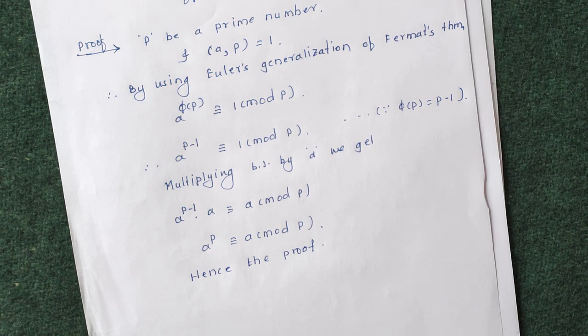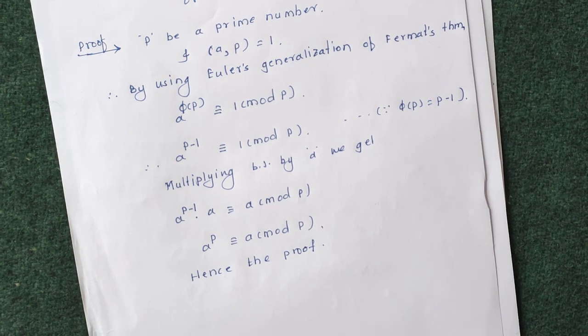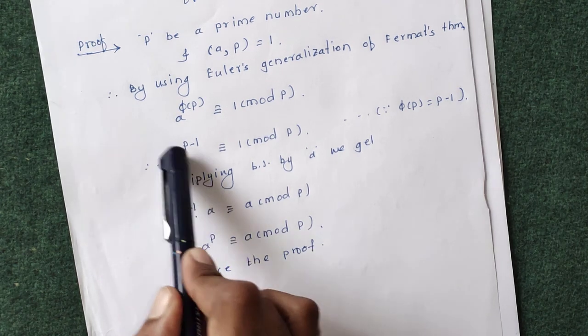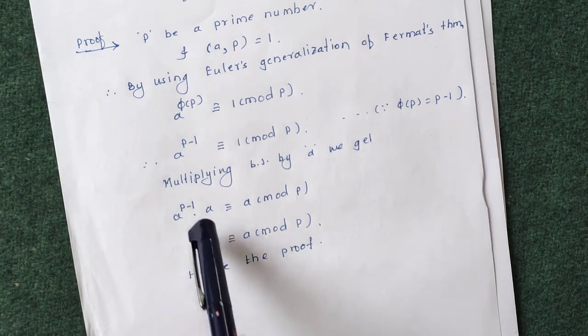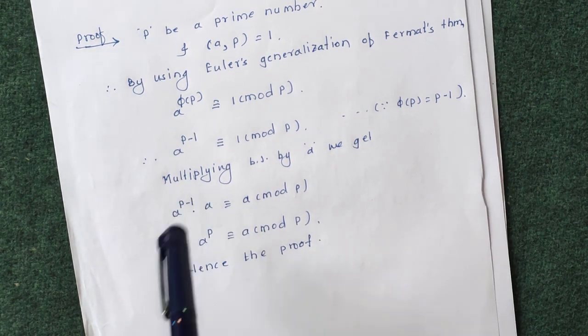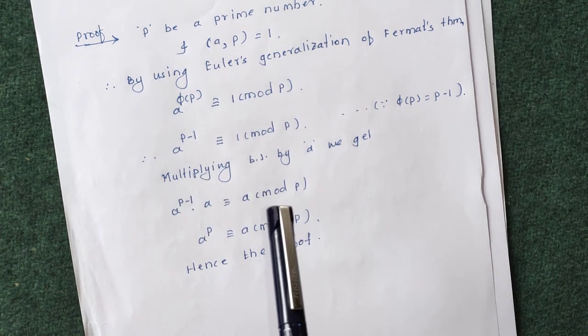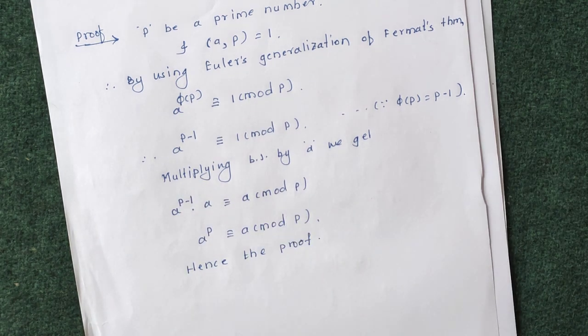Here m is equal to P and P is prime, so A raised to phi of P is congruent to 1 mod P, and we know that the value of phi of P, that is the integers which are less than P and relatively prime to P, are exactly P minus 1 since P is prime. So A raised to phi of P is congruent to 1 mod P gives us A raised to P minus 1 is congruent to 1 mod P. Multiplying both sides by A, A raised to P minus 1 into A is A raised to P is congruent to A mod P, hence the proof.